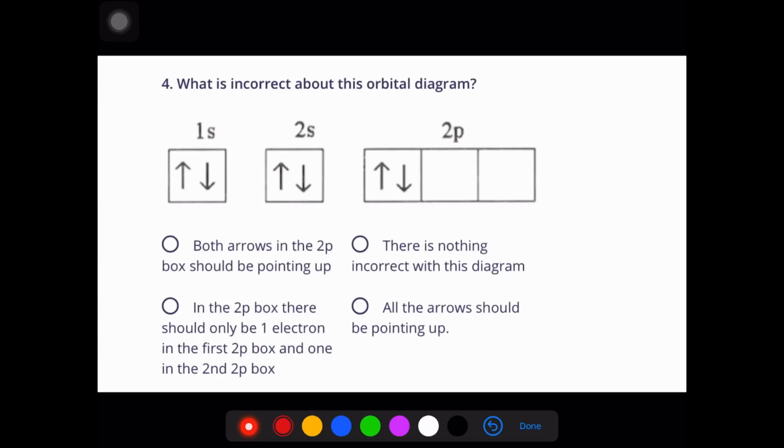The next one: what is incorrect about this orbital diagram? What do you see that seems abnormal in this orbital diagram? We notice that in the 2p orbitals, there are 2 electrons allocated in the same degenerate orbital. So it seems like it does not follow Hund's rule. In the 2px box there should be only 1 electron, and another one should be in the second 2p box.